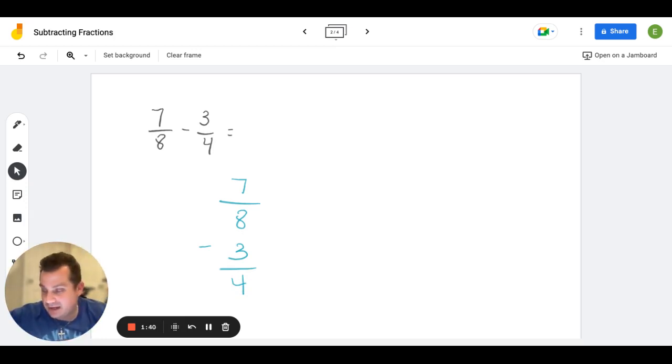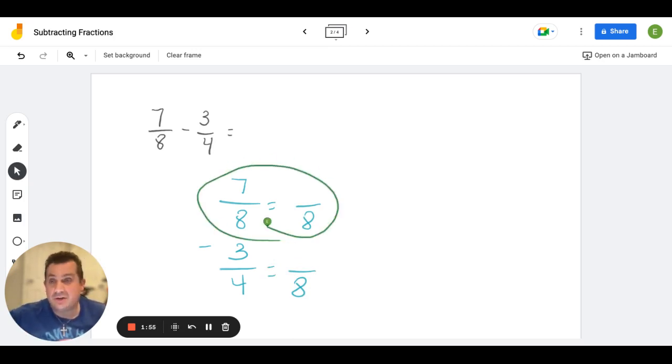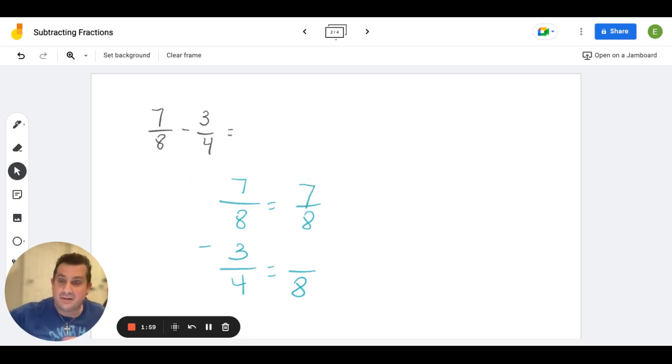denominator between 8 and 4? And the common denominator between 8 and 4 is going to be 8. So over here, we do not have to change our denominator. It's already 8, so I can keep that as 7/8.